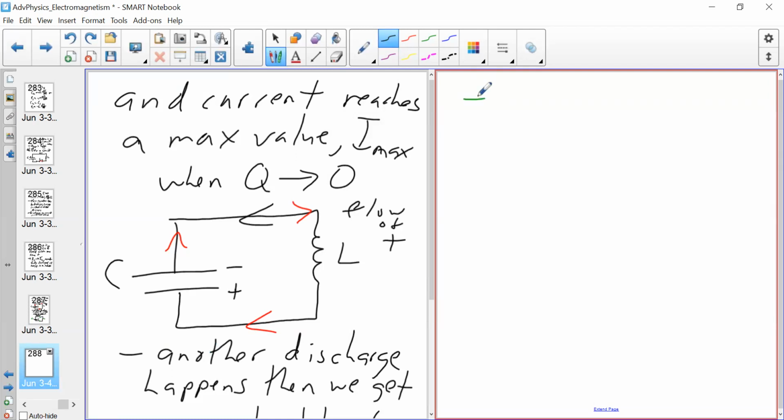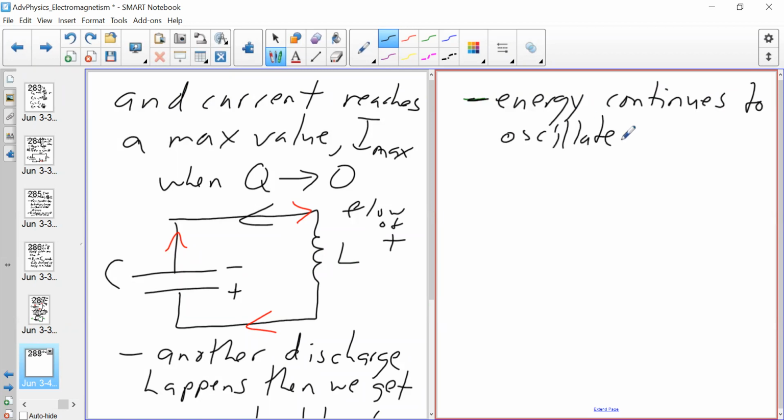So as we know, the energy continues to oscillate forever and ever. Well, no resistance, no loss of heat, no electromagnetic radiation, which we'll be dealing with in chapter 34. How do we get a signal from this antenna to another? Well, electromagnetic radiation. How do we set that up? Oscillations.